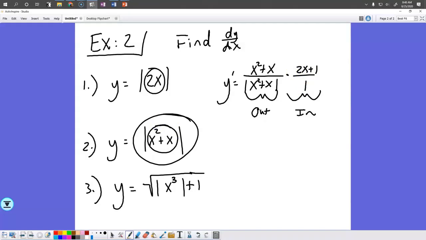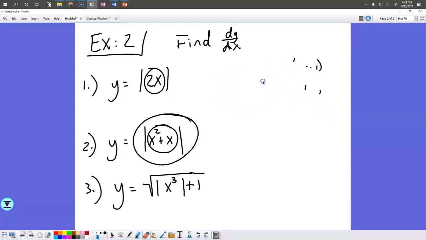I'm not going to simplify this one. There's no need to. We'll just leave it like that. If you wanted to, you could FOIL those two things together there on the top, but I'm not going to do that. There's no point in it for now. All right, let's go ahead and take a look at number 3.